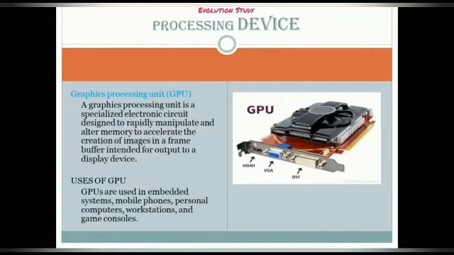What is Graphics Processing Unit or GPU? A Graphics Processing Unit is a specialized electronic circuit designed to rapidly manipulate and alter memory to accelerate the creation of images in a frame buffer intended for output to a display device. Uses of GPU are: GPUs are used in embedded systems, mobile phones, personal computers, workstations, and game consoles.